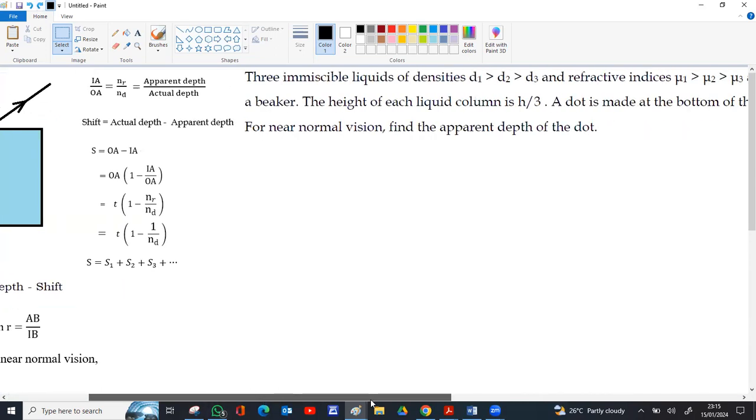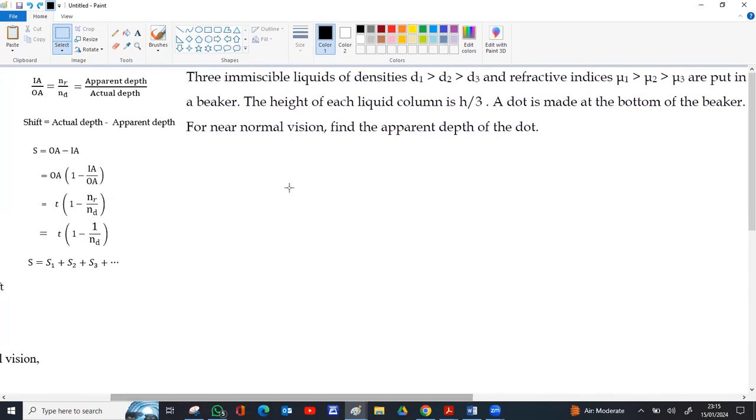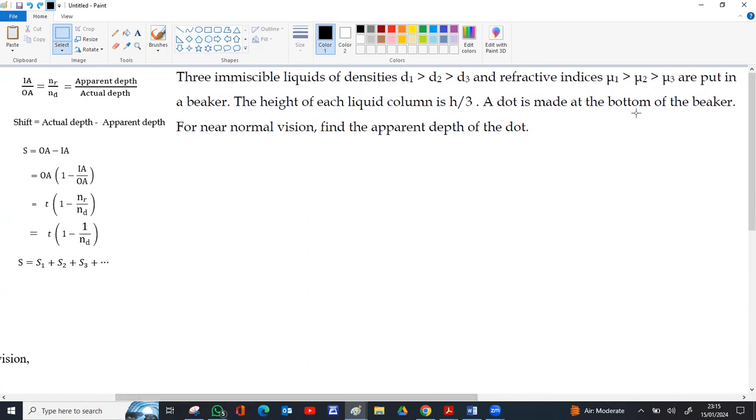The sample question. Here there are three different liquids, with densities D1, D2, D3. D1 is greatest, so it will be at the bottom, D2 intermediate, D3 on the top. The refractive indices are mu1, mu2, mu3. They are kept in a beaker together. The height of each liquid column is h by 3, so the total height of the media together will be 3 times h by 3. A dot is made at the bottom of the beaker. For normal or near normal vision, find the apparent depth of the dot.